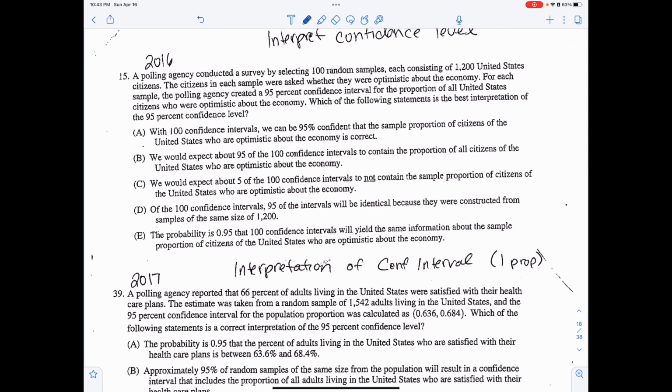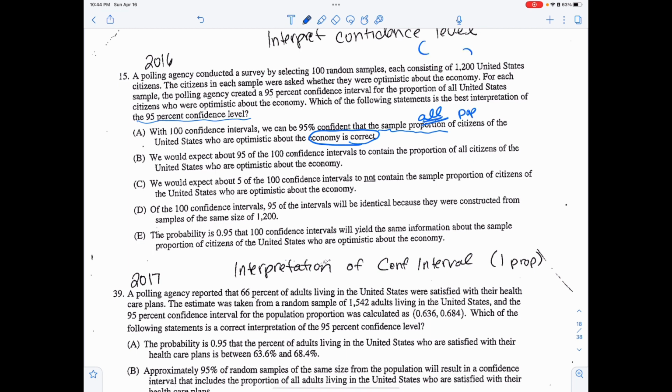Okay, let's look and see the interpretation of a 95% confidence interval. Now, I haven't even read the question, but I'm going to tell you we can go through these and see why this would be correct or incorrect with some of these answers. With a 100 confidence interval, we can be 95% confident that the sample proportion of citizens of the United States who are optimistic is correct. Okay, so for one, "is correct" is really deterministic. Secondly, I'm not looking for my sample proportion. What I'm trying to do, remember, is look at all the citizens, the population.